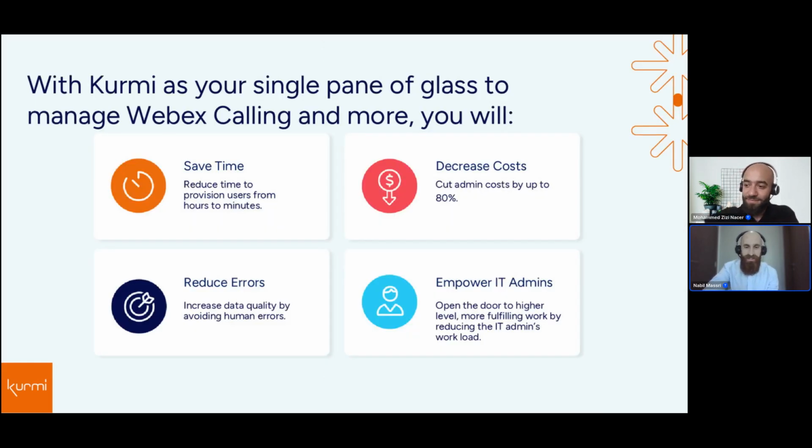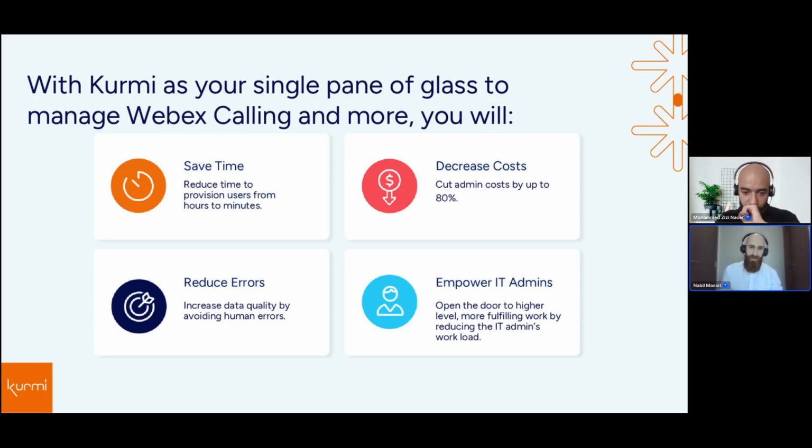So let me just wrap up what we've discussed today and put into picture what are the main benefits that customers would be getting from having Kurmi instead of the native tools. As you have seen, managing different technologies is super easy. Saving time is the first thing that customers will see. The time it takes to go to Control Hub and then to the Webex DI is hugely saved by having a single console to control everything.